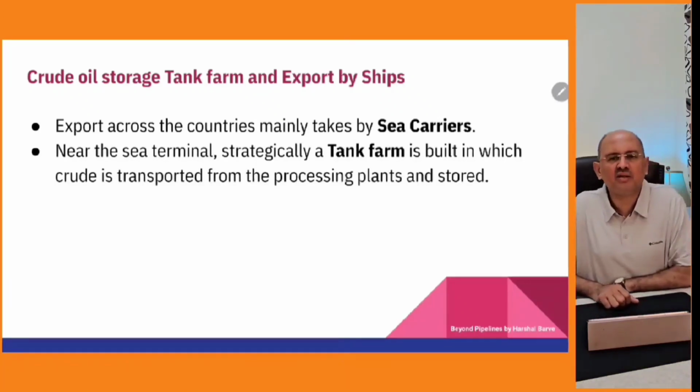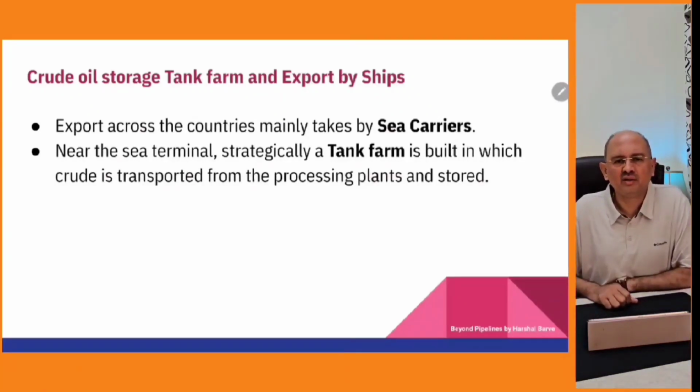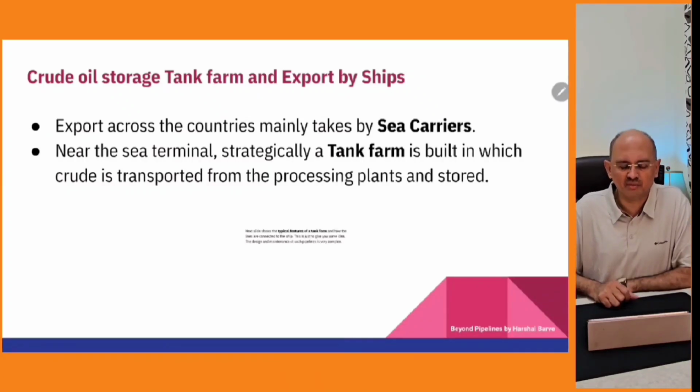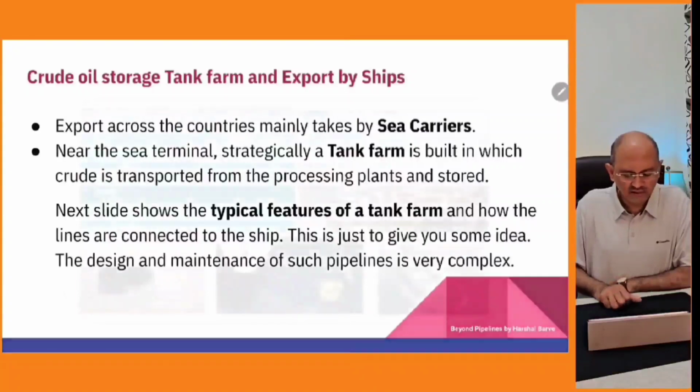Near the sea terminal, the tank farm will be built, to which the export crude pipelines will bring the crude by pumping, through large diameter pipelines called main oil lines, or bulk lines, from all the processing facilities in the oil and gas exploration fields all the way to the tank farm, from where the export by means of ship is going to take place.